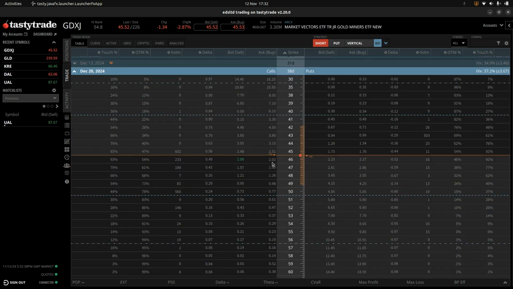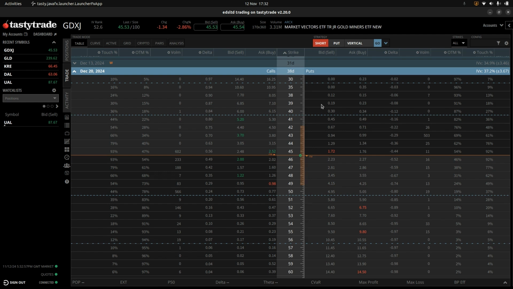So this is now the options chain that you're looking at, and the way it works is we've got a horizontal orange line that shows you where the price of GDXJ currently is with respect to the strikes here, and we've got a vertical orange bar that shows you what the expected move is of GDXJ over the next 38 days.